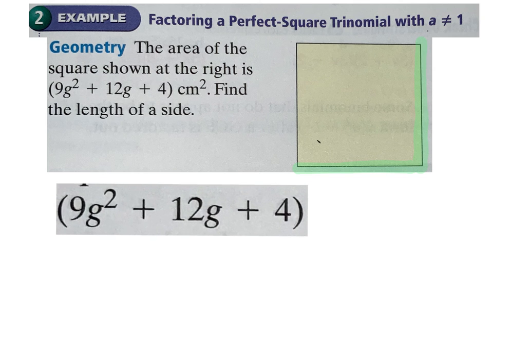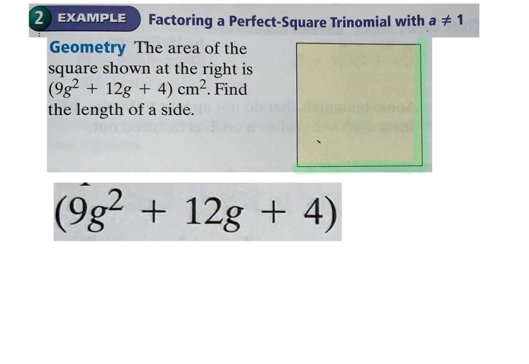So if we take this grouping that they gave us, we are going to look at the first term, which is 9g squared. So does this have a perfect root? What about 9? Does 9 have a perfect root? Yeah, what is it? 3. Any variable that is to an even power is going to have a root. It's just half of that. So it's going to be g. So 3g. And then we're going to look at our last term, which is 4. Does 4 have a perfect root? It does. What is it? 2. And so then we're going to compare it.